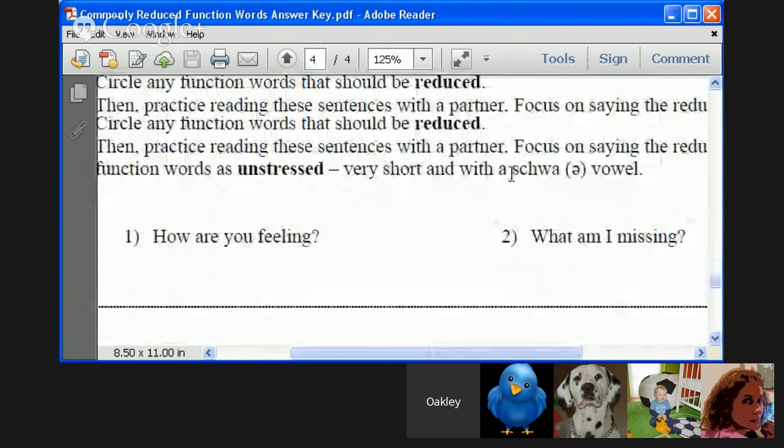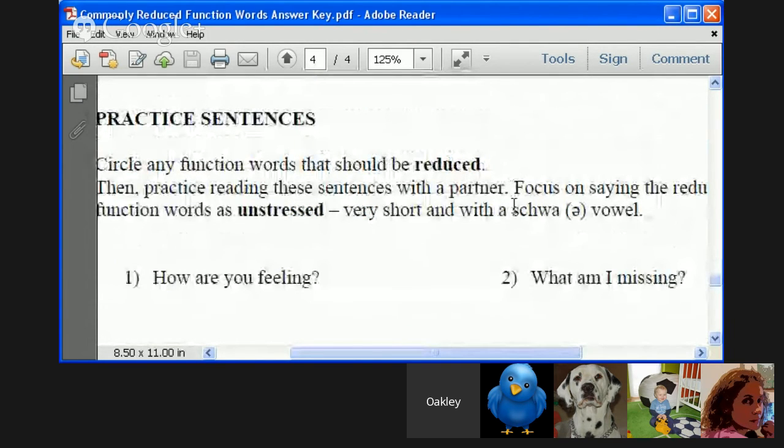Now the fun part. Let's look at some practice sentences. Cornell, number 1. How are you feeling? How are ya? Ooh, 2 reductions. The R in "how are" is going to sound like an ER attached to how: "hower." Hower. How are you feeling? All right.